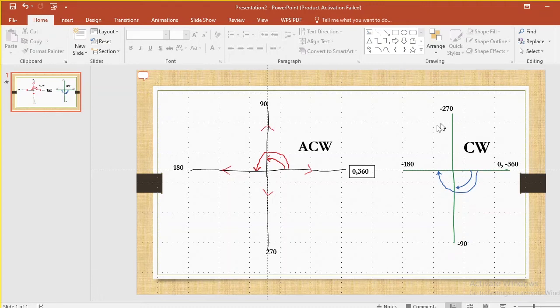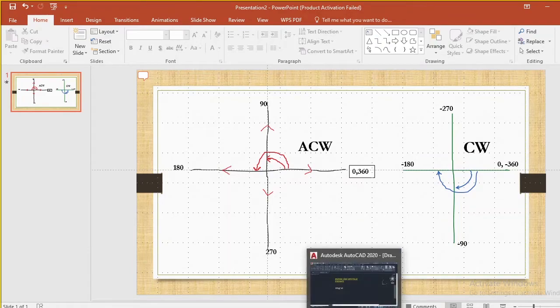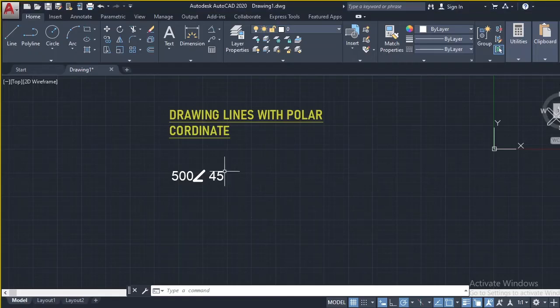So let's go back to the AutoCAD so that we explain more. So we are back to AutoCAD.